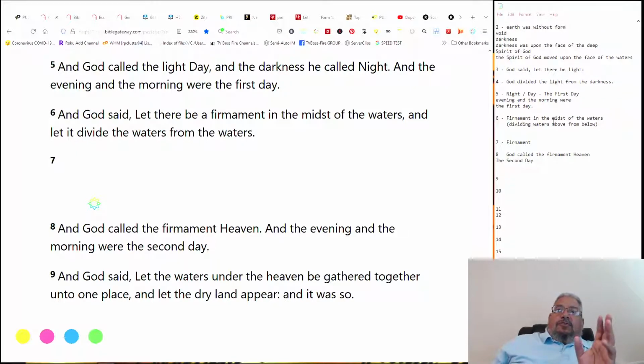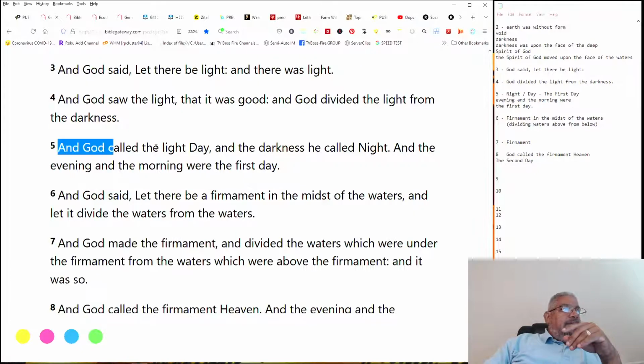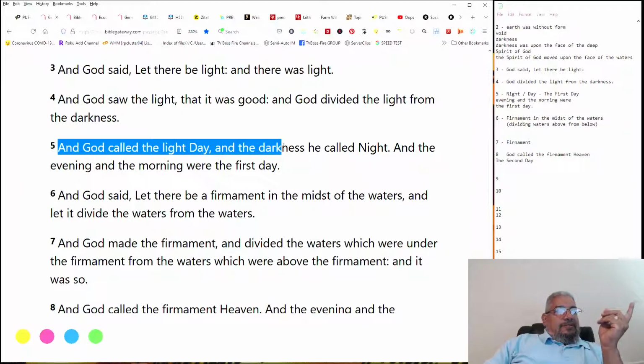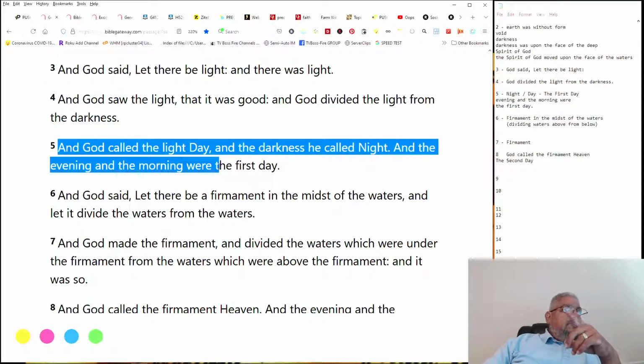This idea came to me last night. Anoche esta idea me vino a la mente, así que ahora fue que lo escribí aquí. Because as God goes on from verse 5, God called the light day, right? And the darkness he called night, and the evening and the morning were the first day.